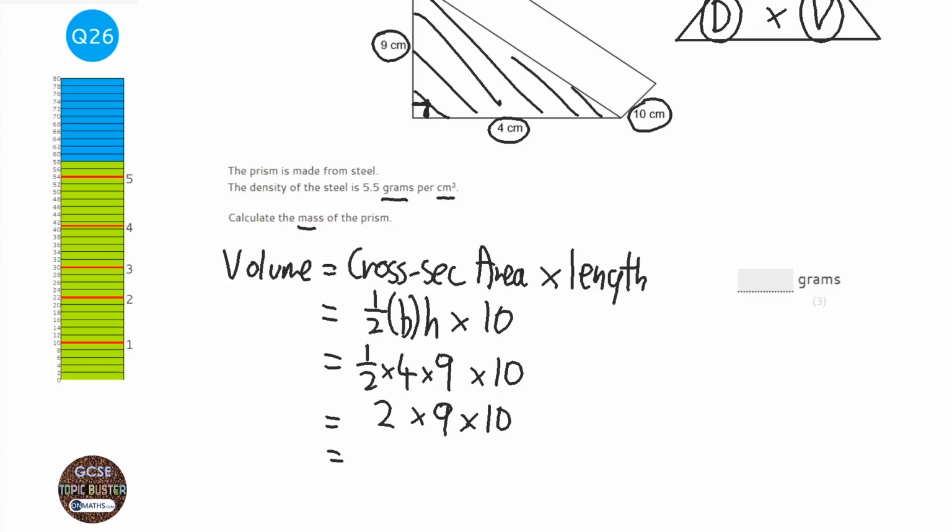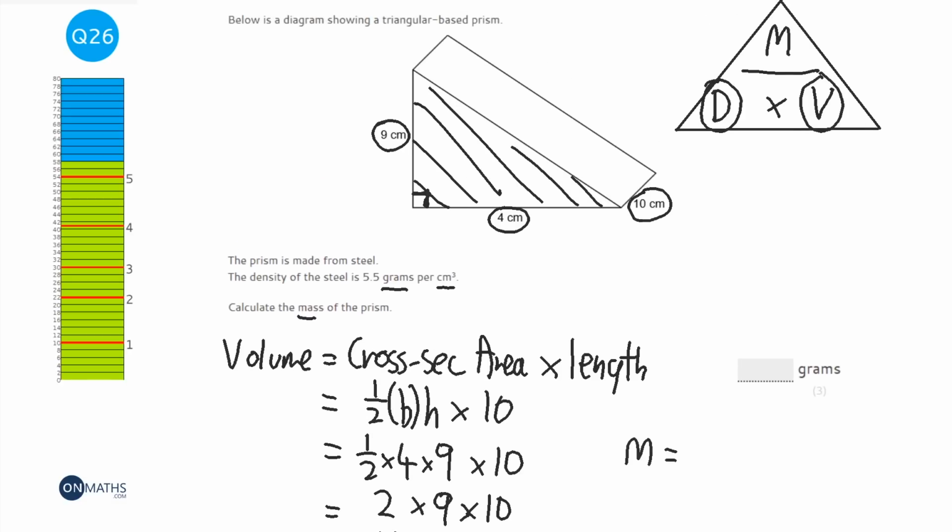So 2 times 9, which is 18, times 10, which is going to be 180, or you can just type it into the calculator if it's on the calculator paper. Okay, so that is in centimetres cubed, because every unit is in centimetres, and make sure you check that. So the volume is 180.